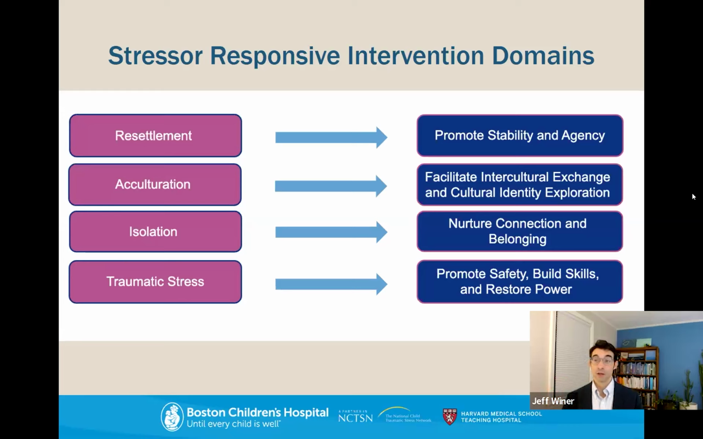And then the third is, I'm a psychologist, so thinking about traumatic stress means promoting safety, building skills, and restoring power. The important thing is, when I was in grad school, we often spent a lot of time talking about this bottom tier. However, for a school-based mental health provider, or a clinician as well, there's so much value in those top three domains, which are often very important in order to set someone up to be able to receive higher levels of care for clinical services.